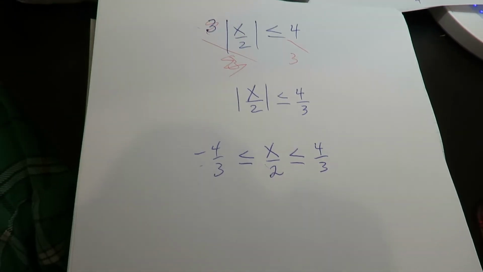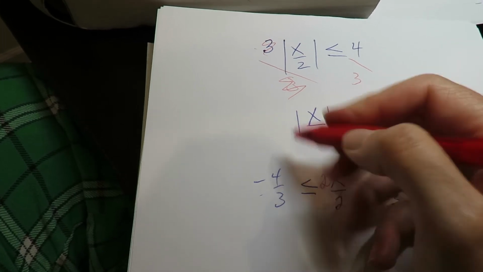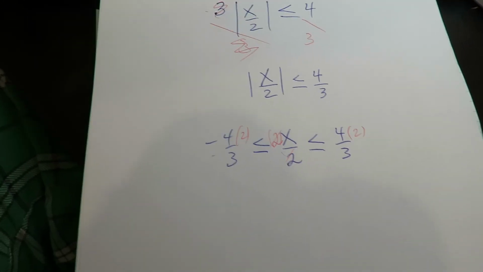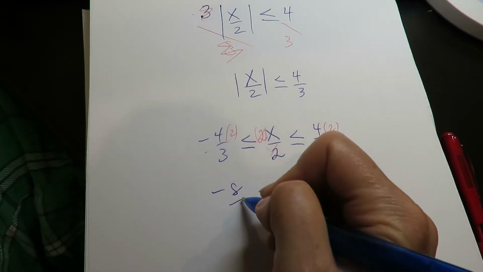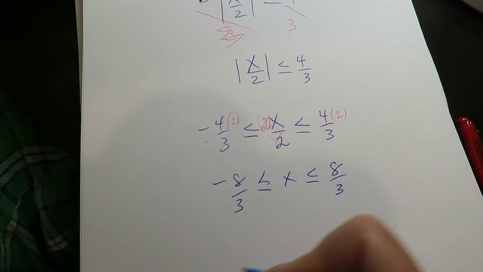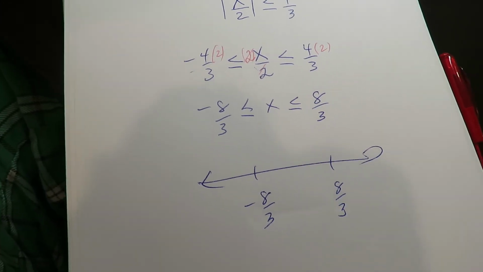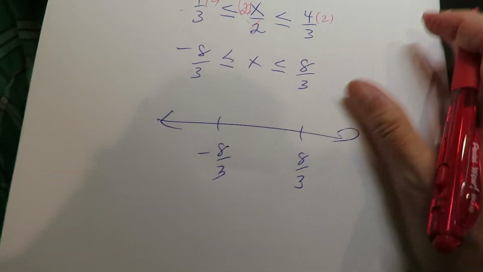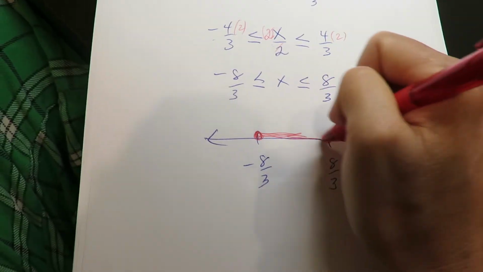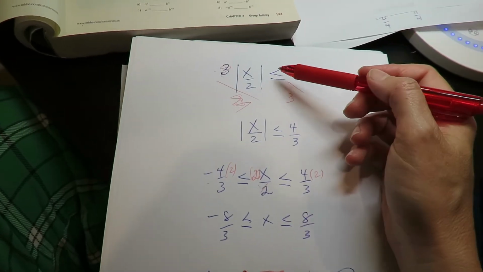So I'm almost there. I just have to get rid of dividing by 2. So that means I have to multiply by 2 to cancel this. And again, you have to do the same thing to everybody. So you have to multiply everybody by 2. Okay, there we go. And this guy's closed. We look like that.